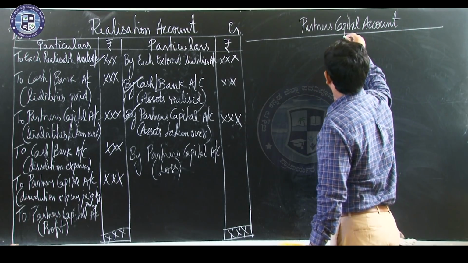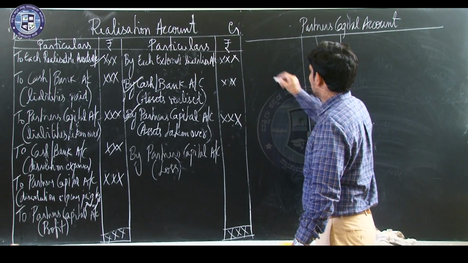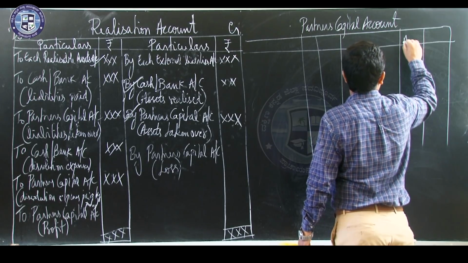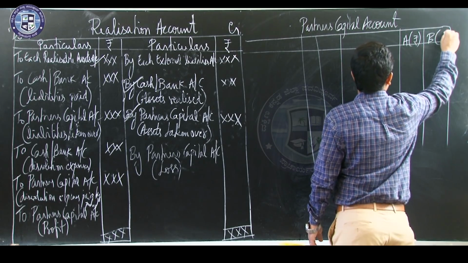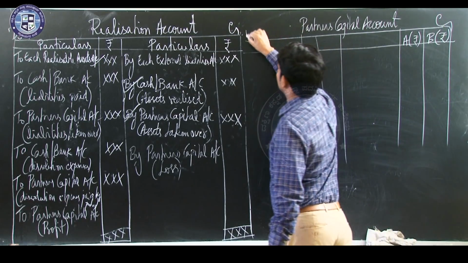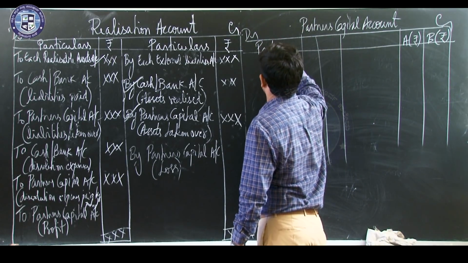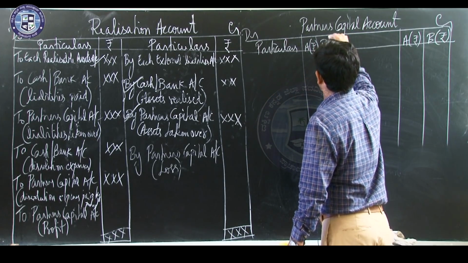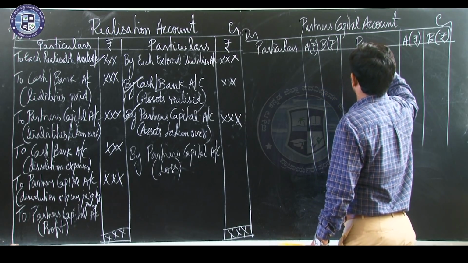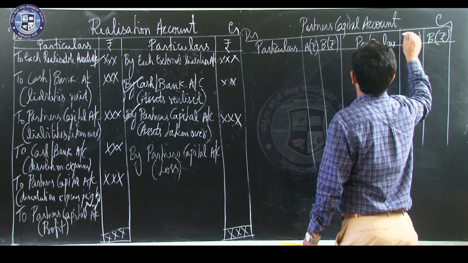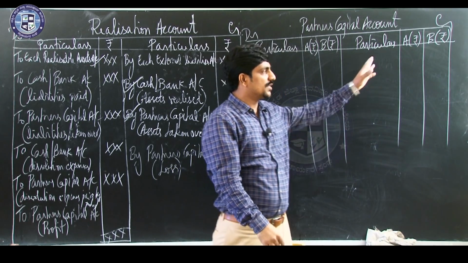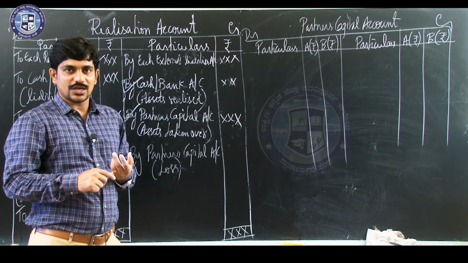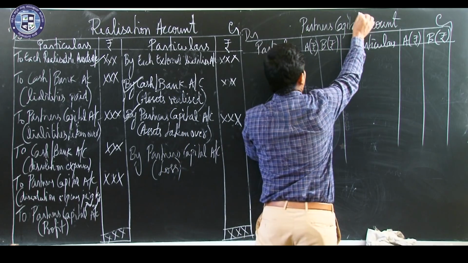I will take that 2 partners are there in the business now, A and B. Columns for A rupees, B rupees, amount in rupees. Particulars, debit side as well as credit side, name of the partner A, amounts in rupees, second partner B, amounts in rupees. Credit side also, particulars, A amounts in rupees, B amounts in rupees. First, when you are preparing the partners' capital account, what you have to record? You have to record the opening capital balance.